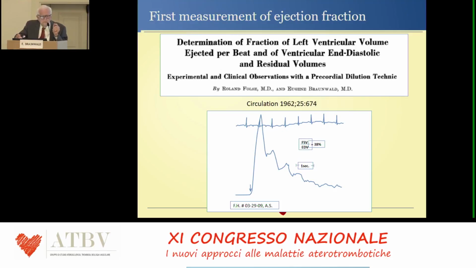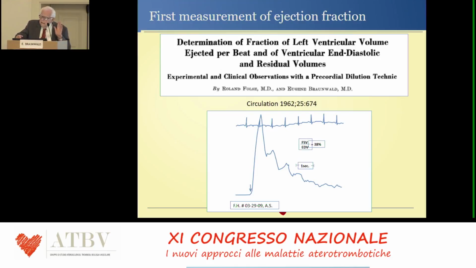In 1962, I was interested in heart failure, but we didn't have a good way of measuring cardiac function. We developed a technique by injecting a radioactive isotope and measuring its washout with a precordial detector, measuring the fraction of the left ventricular volume ejected per beat. This is the first measurement of ejection fraction, and it still is a useful measurement.